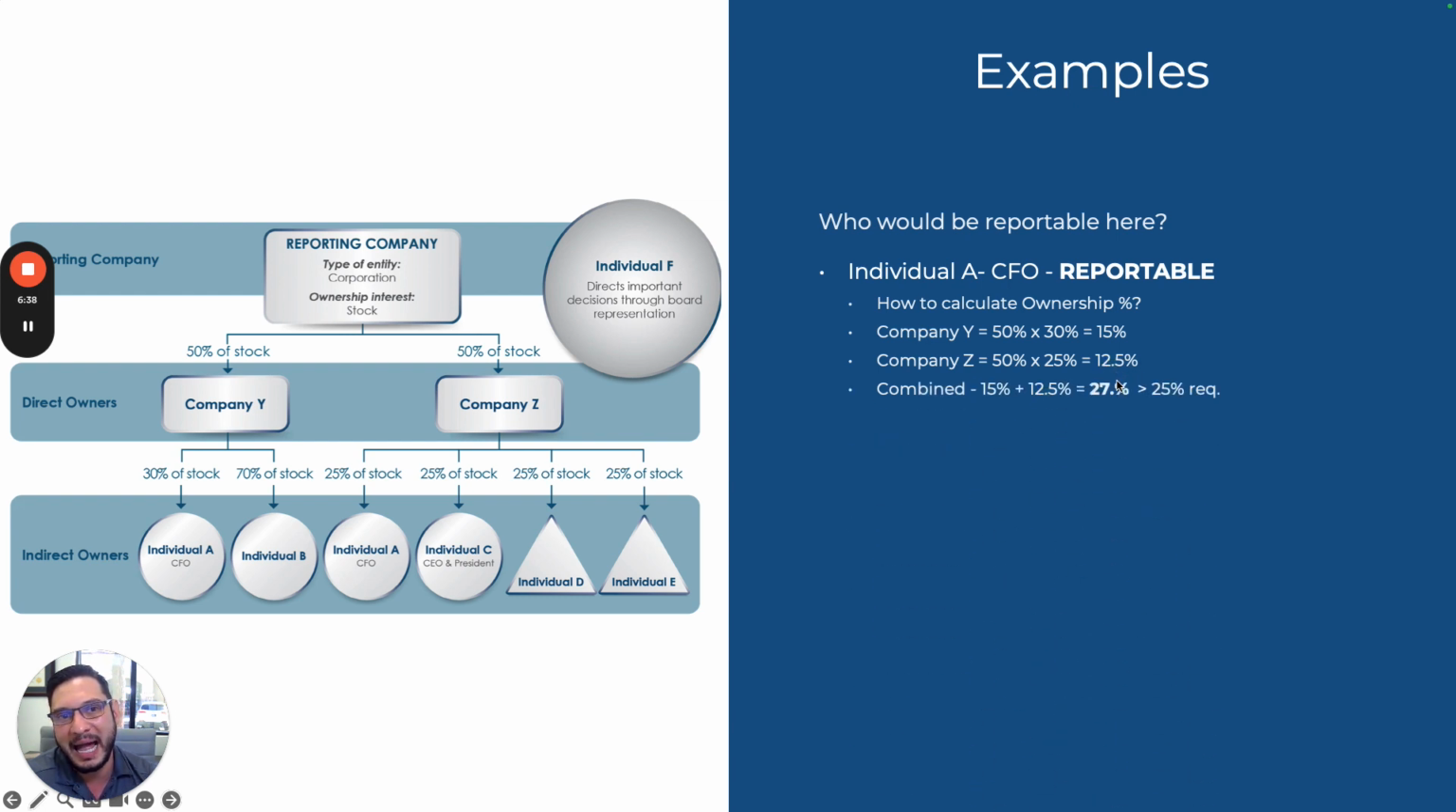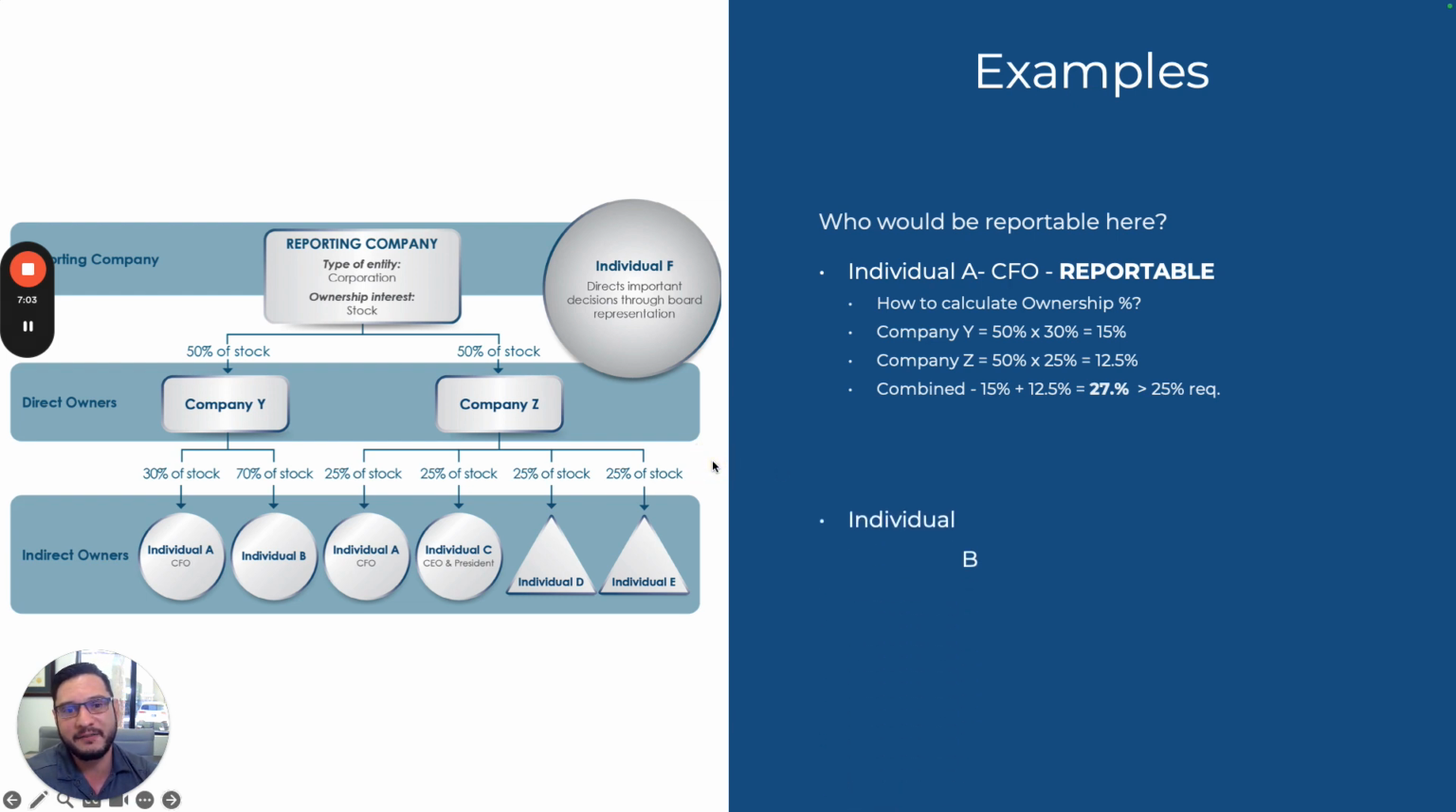We are going to add those two together. That gives us 27.5%, which exceeds the 25% requirement. So even if individual A was not a CFO, they are still going to be reportable because they do exceed the ownership interest requirement. So they actually meet both prongs in this example.